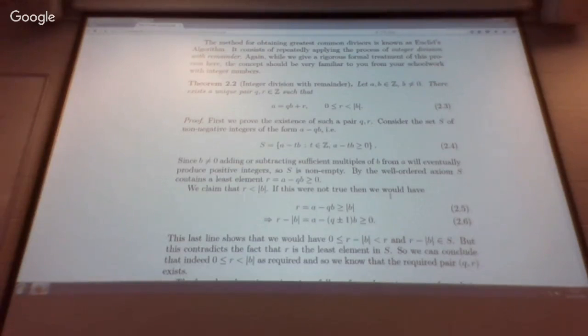Also notice it's perfectly possible to get remainders of 0. That happens when you're dividing by something that A is divisible by. Then you have a remainder of 0. So again, nothing that someone in primary school wouldn't recognize.